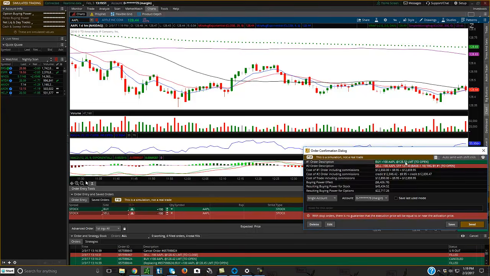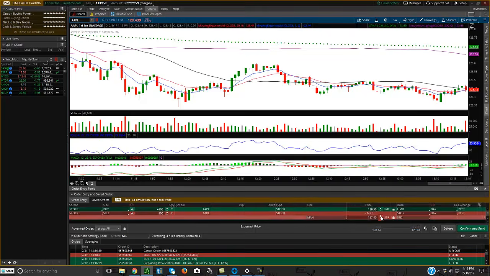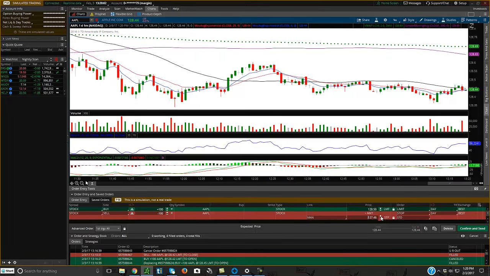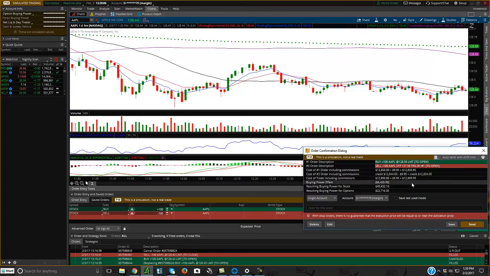So I'm willing to lose $1. Well, $1.10, I guess that is. Yeah, it's $1.10. Because I'm a little OCD, I don't like that. So I'm going to move it up to $1 to make it even. So the most I would lose is $100, unless the stock makes a really drastic move. But right now it shows 128.50.